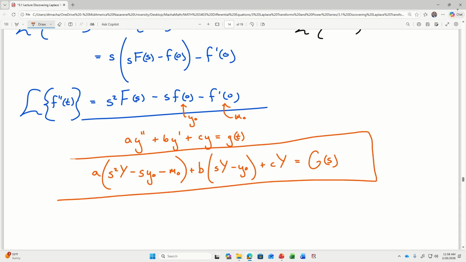So this is how you convert this ODE from the t domain into this algebraic equation in the s domain. And notice it's just pure algebra. There are no derivatives happening in the s domain. You just have to rearrange that orange equation for capital Y, and then having solved for capital Y, you just use inverse Laplace transforms to get back to your solution in the t domain.